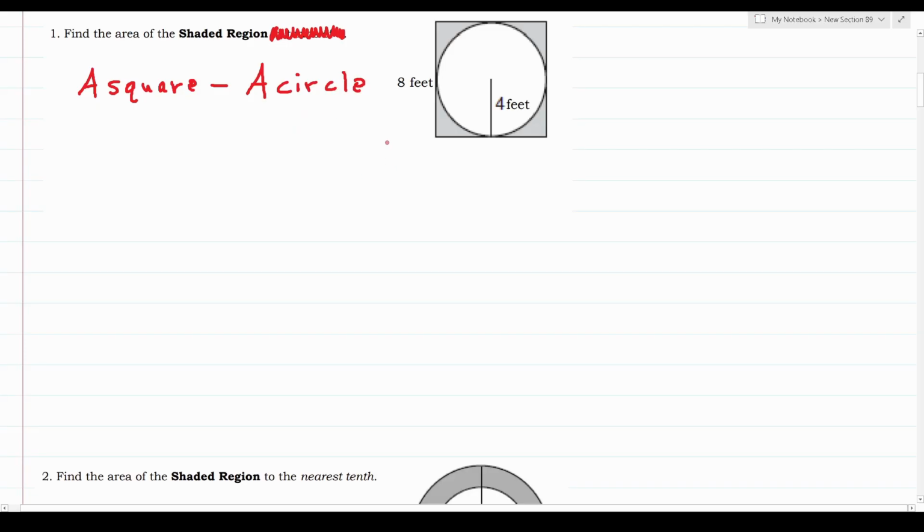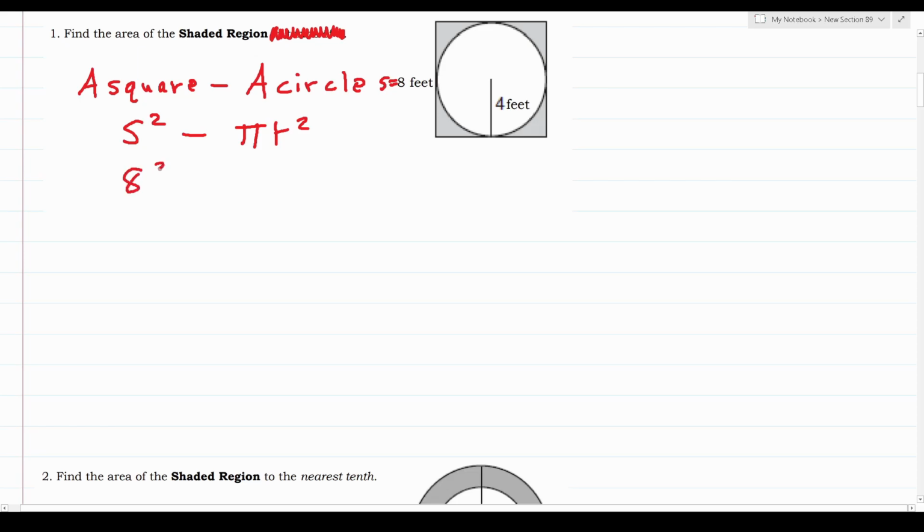All right. Well, in general, how do you find the area of squares? If you recall, that was s squared. And in general, how do you find the area of circles? And that's pi r squared. Let's identify those things. We can see the side length of this square is 8, so we know s is 8. Let's go ahead and plug that in.